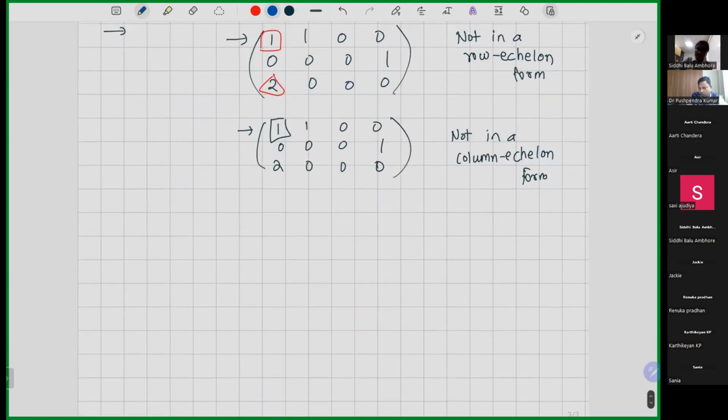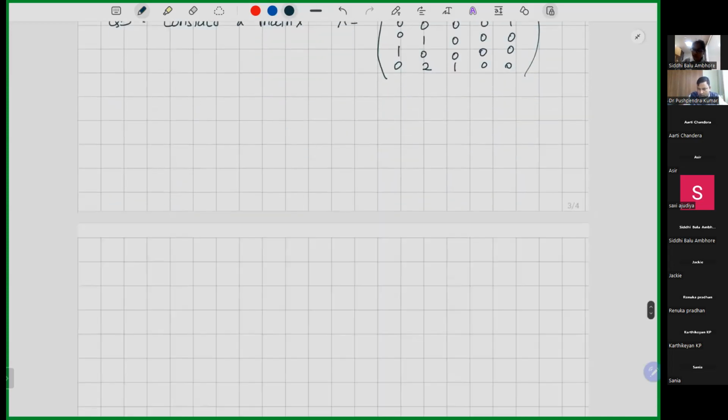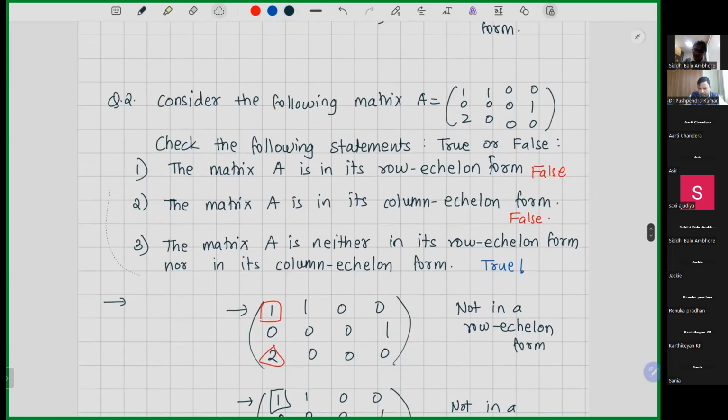Now check for the third matrix. Let me write this. Now we consider this matrix. Consider a matrix A: 0 0 0 1 0 0 0 1 0 2 0 0 0 0 1 and 1 0 0 0 0 0 1. This is my matrix, and I have to check whether this is in row echelon form and column echelon form or not. This has the same question asked, that we have to check these conditions of row echelon and column echelon form.